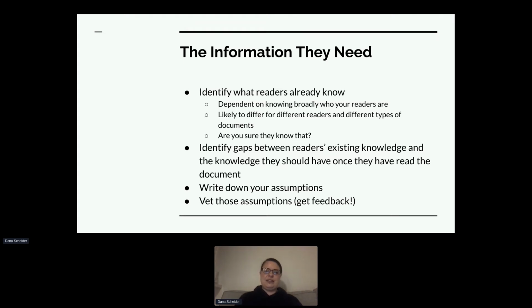And once you've identified what they already know, then you can identify the gaps between what they already know and the knowledge that you want them to have once they've read the document. It's also important to get feedback on those assumptions, especially when you're dealing with moderately technical readers. For example, when I write for our SEO team, I'm frequently surprised either by how much they do know or how much they don't know. It's just not always obvious what specific technical stuff someone will understand or not.